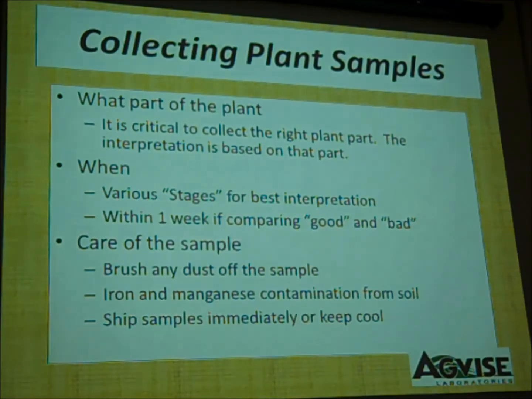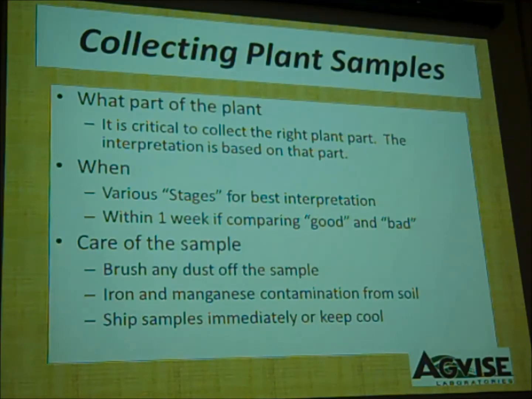Many times you have rain splash early in the season when the plants are small, and you'll collect the tissue just the way we tell you to do it, but the soil is on the leaves. Brush that off the best you can, because that causes trouble with iron and manganese on the report. When you get a report back and the iron and the manganese are off the chart, just know that that's from the soil contamination. You can't really wash the samples.